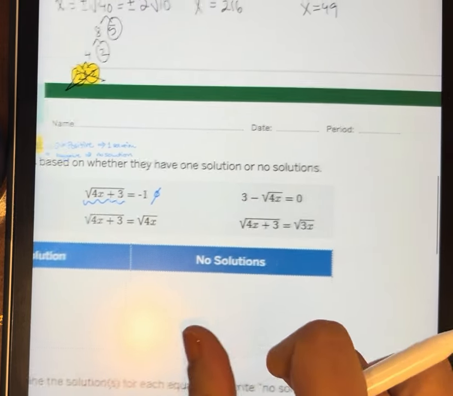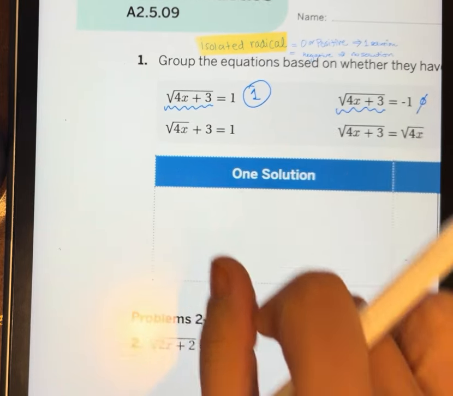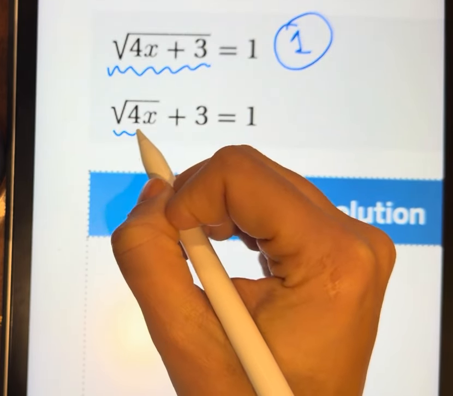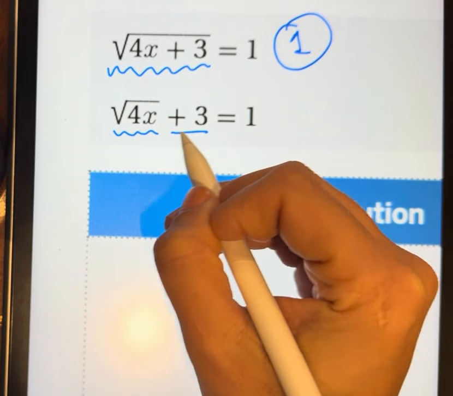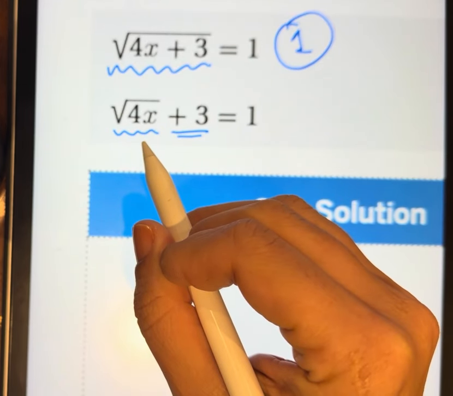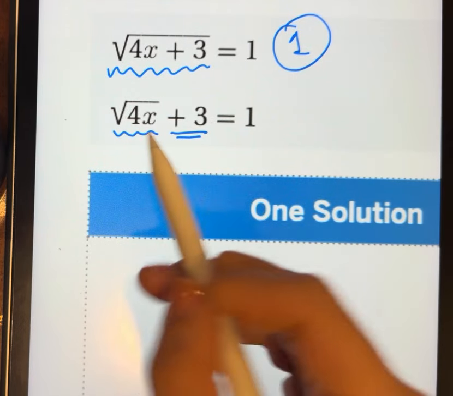Let's keep going. Ooh, a very not isolated radical. Hold on. Let's bring it down a notch first. Let's look at this one. Look at this. Radical, not radical, same side. This is not an isolated radical. That means we cannot judge this situation the way that it looks right now.